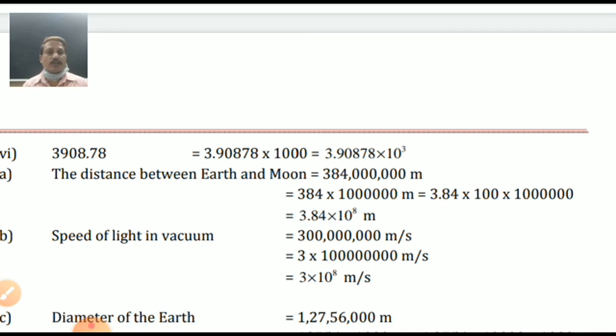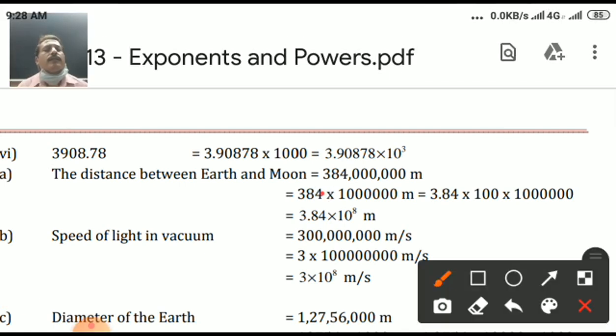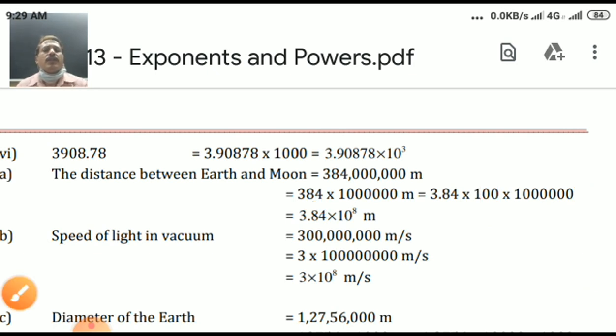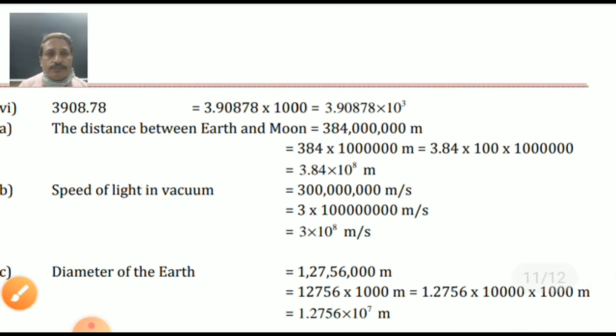And the point is now 384. Where is my point? My point is here, after 4. I want to jump 1 and 2. I will come between 3 and 8. So 3 and 8, that means 3.84 multiplied by 10 raised to 8. How did it become 8, son? Here is 2 and here is 6. 2 plus 6, 8. Is it? Correct. Speed of light in vacuum.